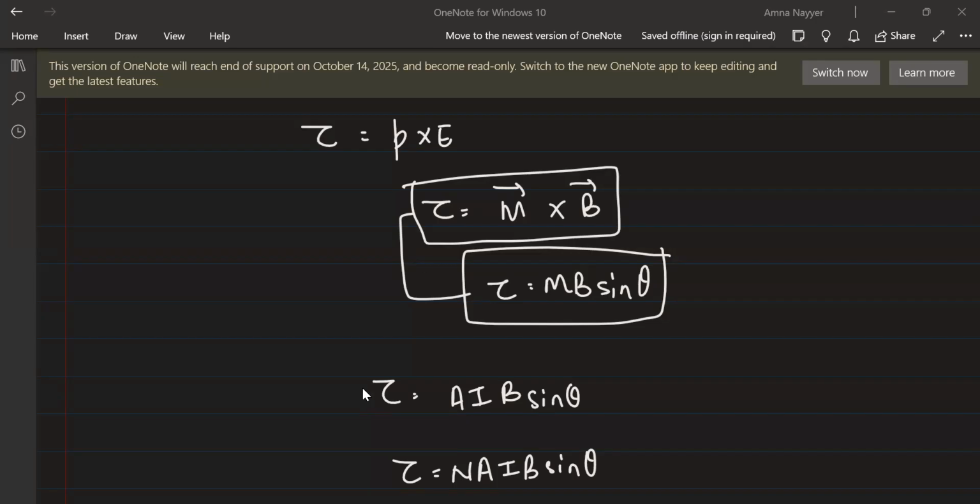Ma'am, AIB sin theta and NIAB sin theta, what are they for? Magnetic moment formula? Yes, ma'am. But according to the question, you have to substitute. Like, if the magnetic field is given, current is given, it means you don't have the magnetic moment. Then you can use these.